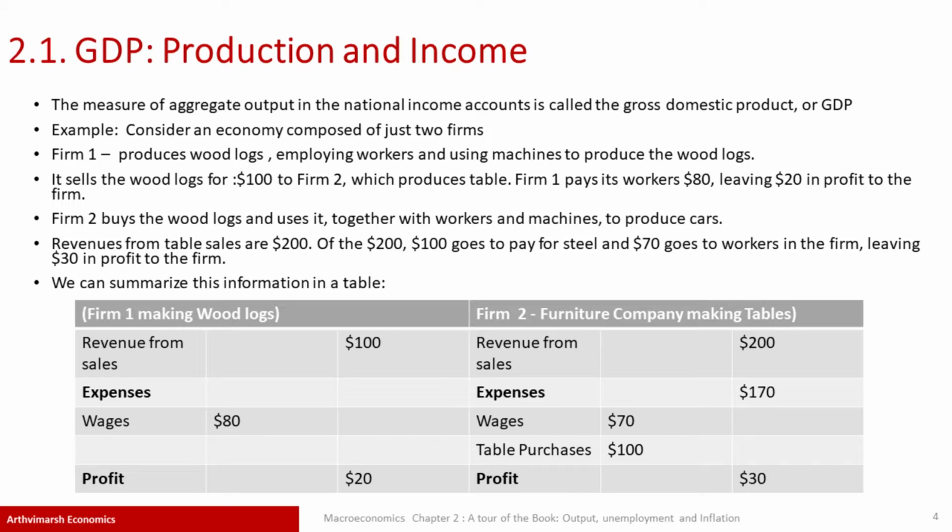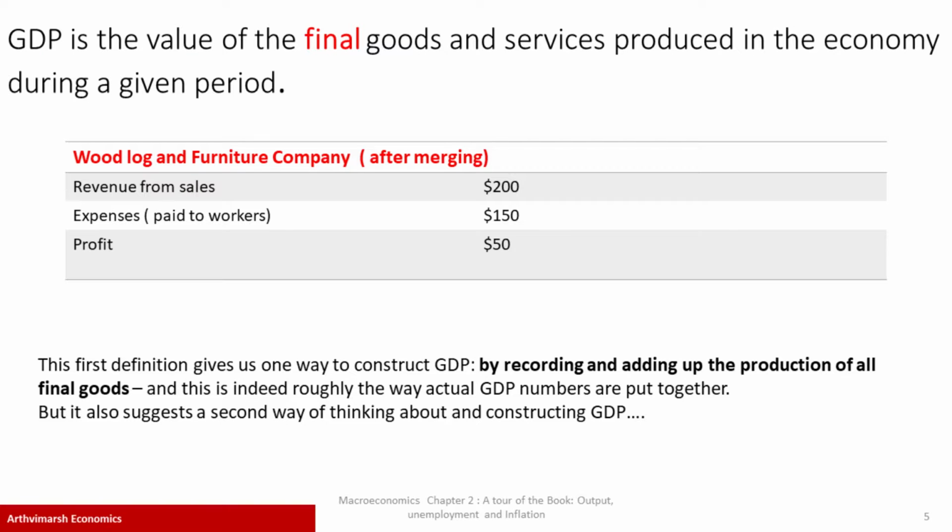Once we count the production of the tables, we do not want to also count the production of the goods that went into the production of these tables. Now this leads to the first definition of GDP. That is, GDP is the value of final goods and services produced in the economy during a given period. Here final is the key word. Okay. Now the important word is final, like I mentioned. So we want to count only the production of final goods, not intermediate goods. Now using our example, we can make this point in another way.